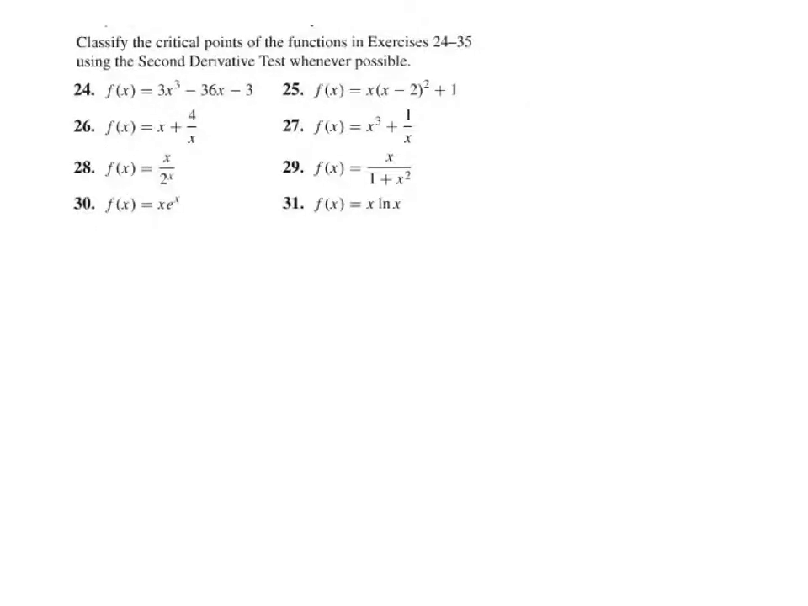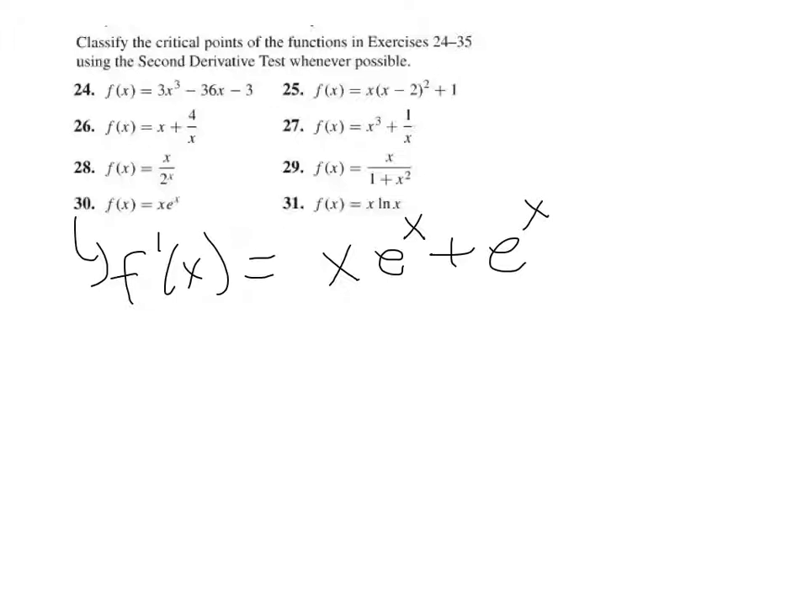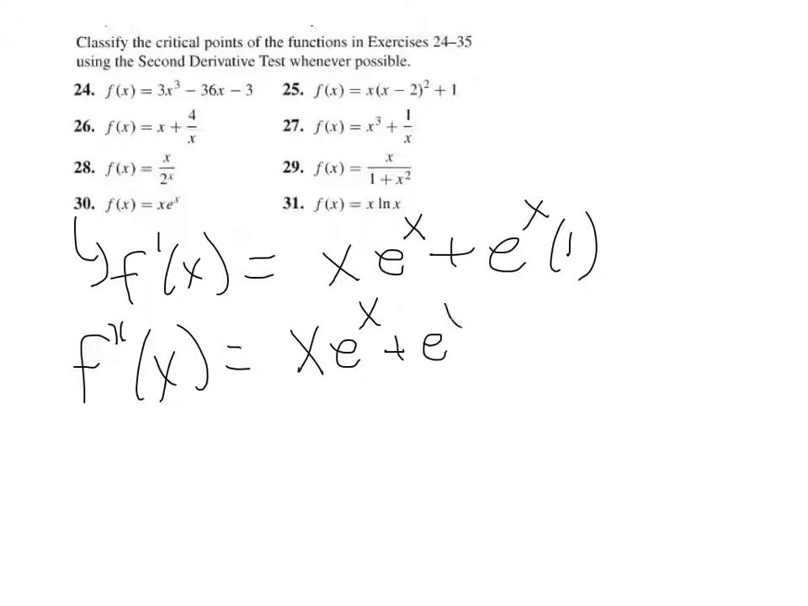I'm not quite sure where you're at in your derivatives, but if you look at something like number 30, if we want to take the first derivative of that, we're going to use the product rule. So it's x times the derivative of e to the x, plus e to the x times the derivative of x, which is 1. And then if we take the second derivative, we're going to use the product rule again. So it's that same x e to the x plus e to the x, the derivative of the first part, plus the derivative of e to the x, which is another e to the x.